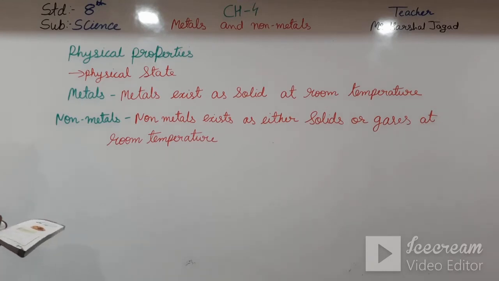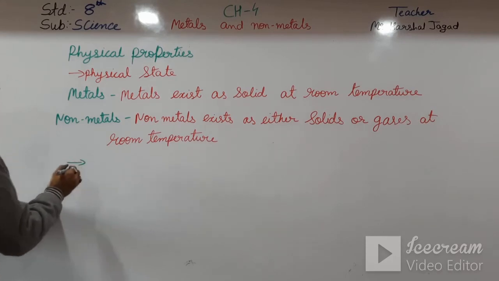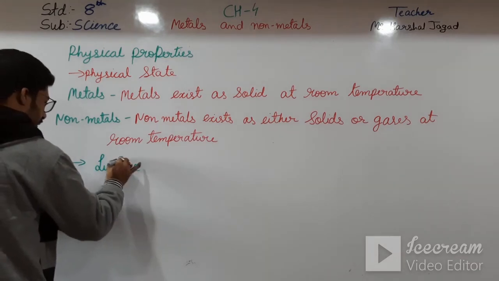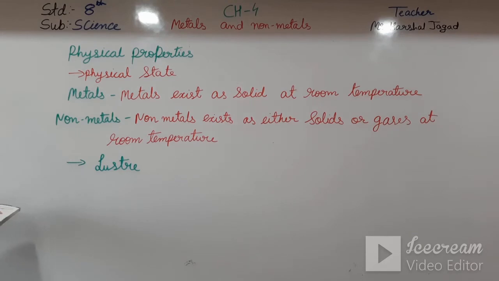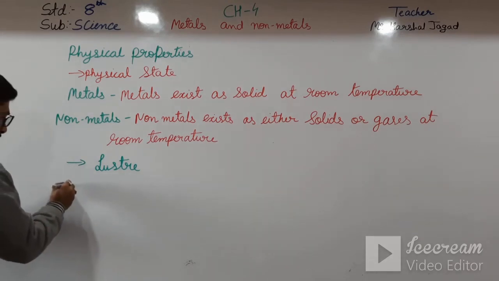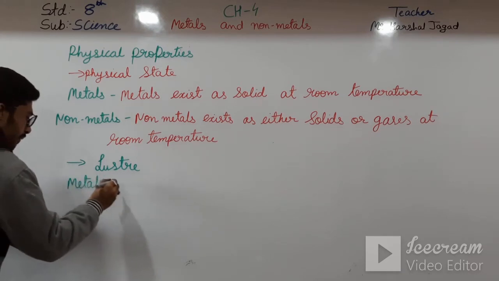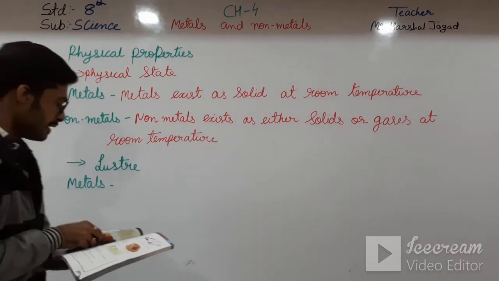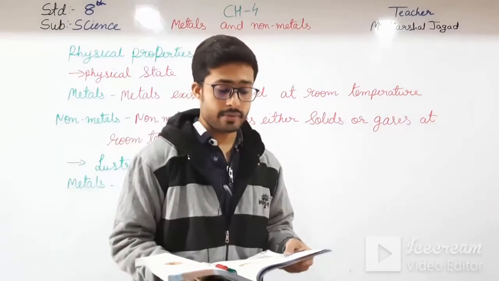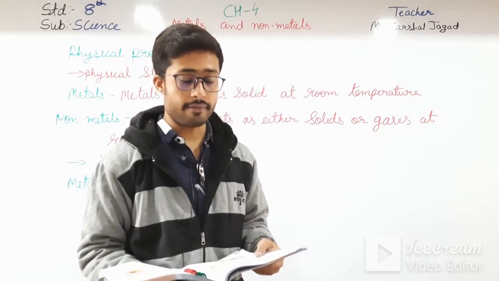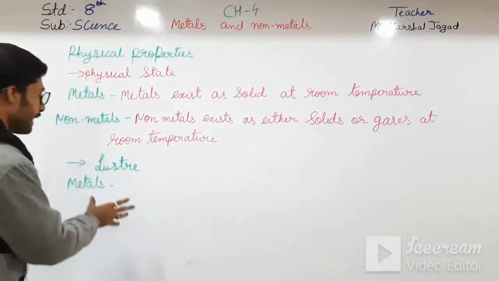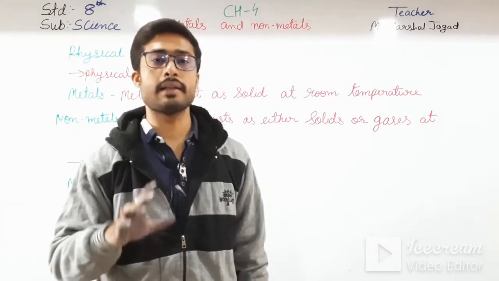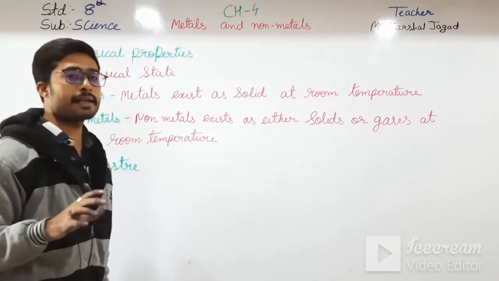Luster, we can say luster is chamak. In Hindi, we can say the shining or chamak. Luster. So, in that, the metals can be polished. See here, the metals can be polished to have a shiny appearance and they can reflect light. Means luster means the metals are luster, means it is shiny. When it is polished, it is shiny and it reflects the light.